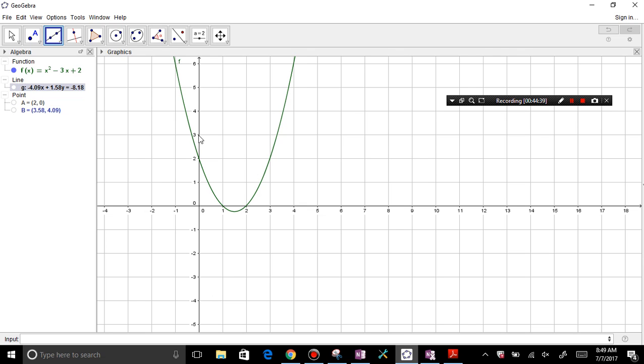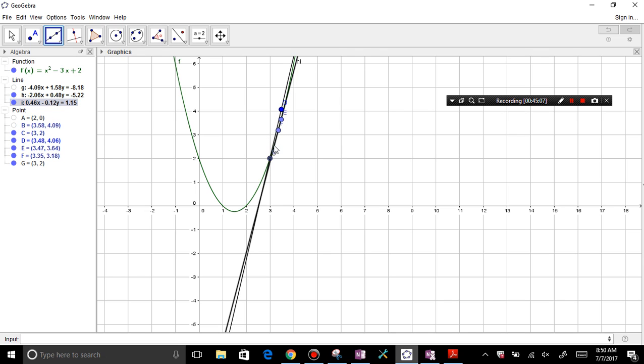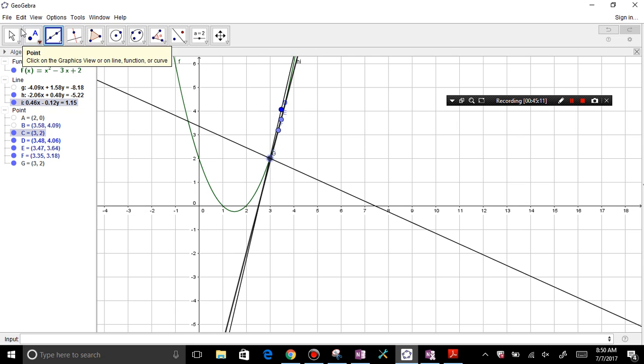But that's not what we're interested in. How fast are we changing directly at 3? At 3. What's the slope there? And as you might expect, what we're going to do is find that slope, and then this slope, that slope, that slope. So we're just going to keep finding slopes closer and closer.